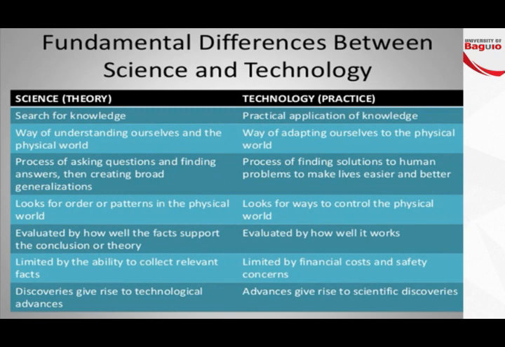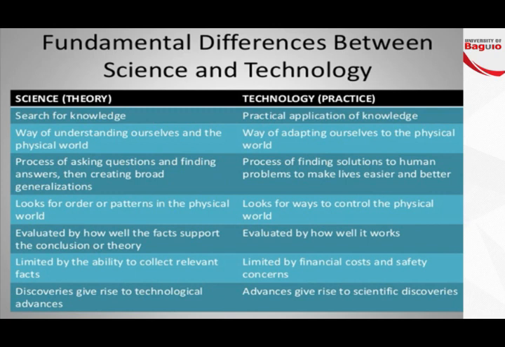That is actually a method, or a process of science. But when you talk about technology, it is the process of finding solutions to human problems, to make lives easier and better. Now, look at the difference. In science, we are processing of asking questions. But for technology, it is the process of finding solutions.